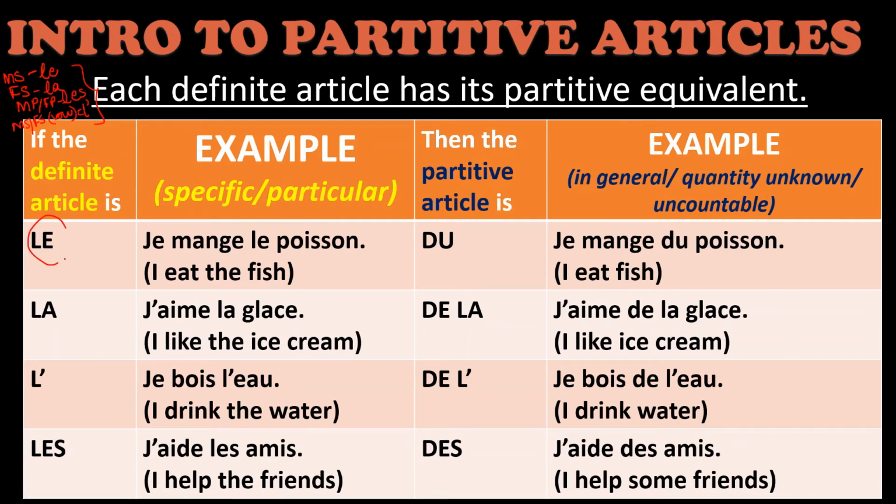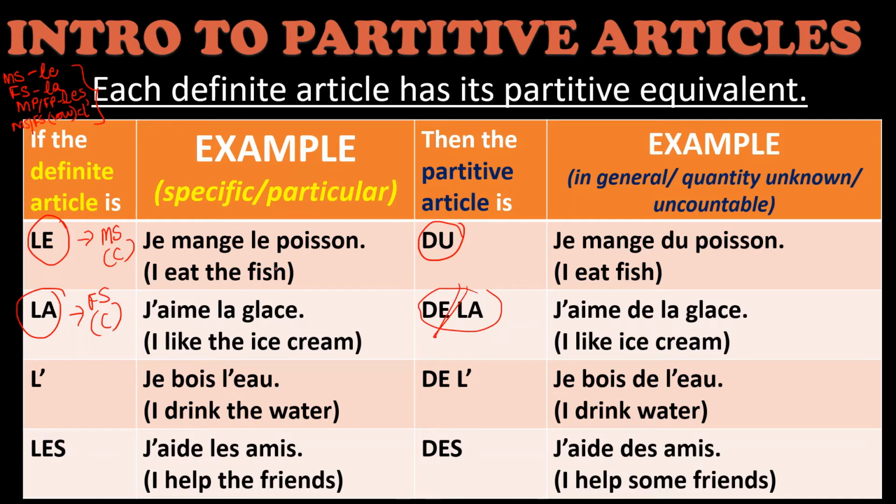So if the definite article is le, that means when the noun is masculine singular beginning with a consonant, the partitive article will be du. Okay? When the definite article is la, that is feminine singular beginning with a consonant, the partitive article will be de la. Okay, these are two words, there's a space here.